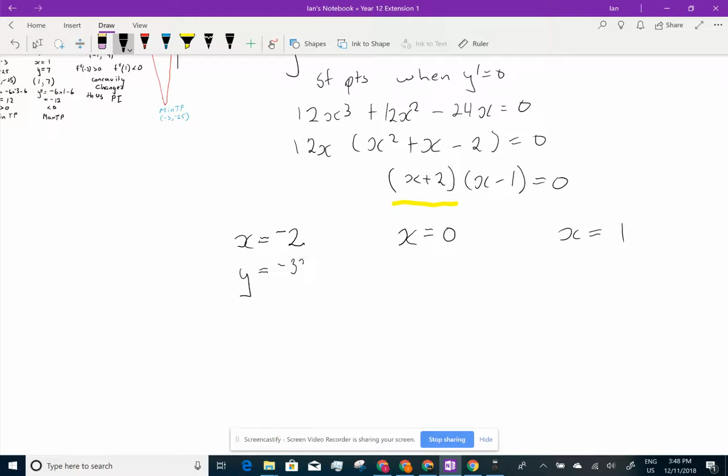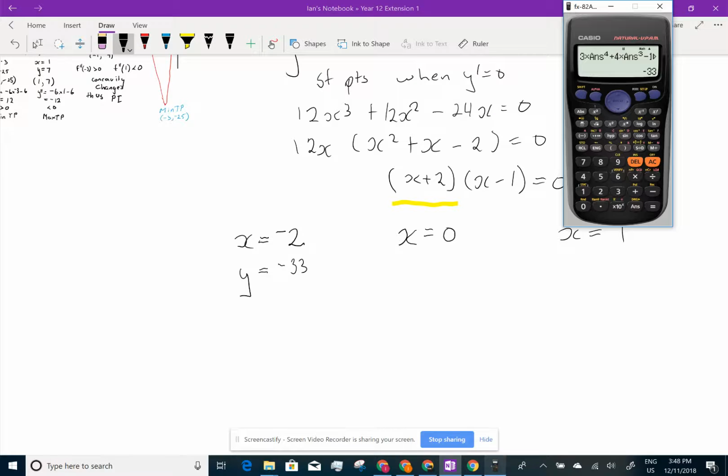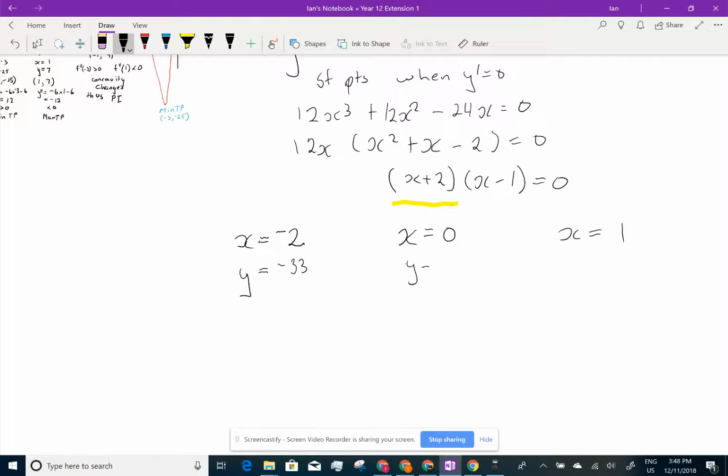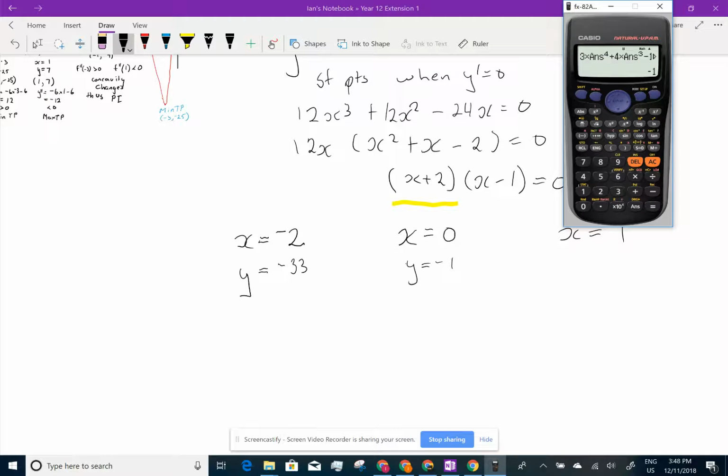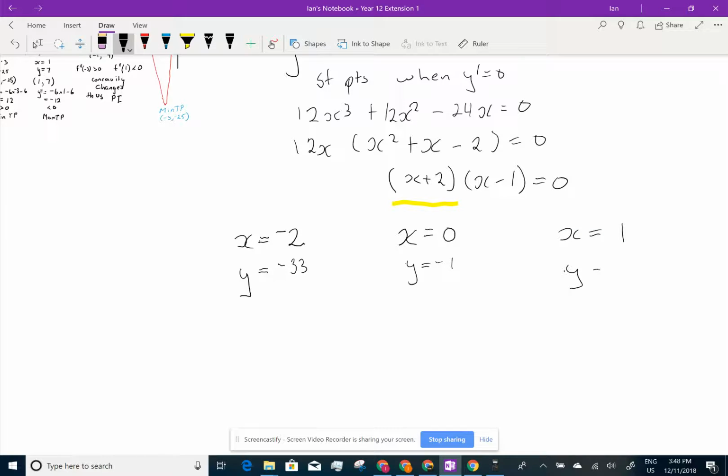Negative 33. And I'll quickly do 0. Well, I already know it, I don't need to do it, but this would be a good double check. Negative 1. And then I'll do 1. So I'll just put 1 equals, scroll up, equals negative 6.